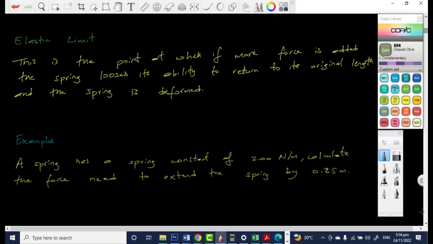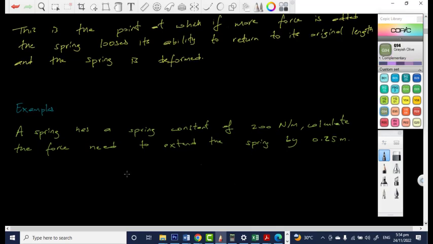So the first thing we do is we write our formula. The formula says that the applied force F is equal to k e. So F is equal to k e.